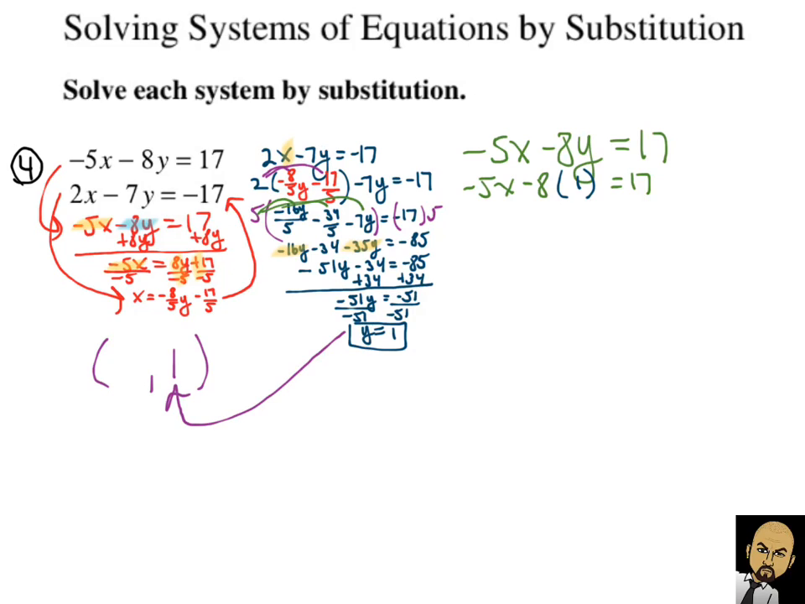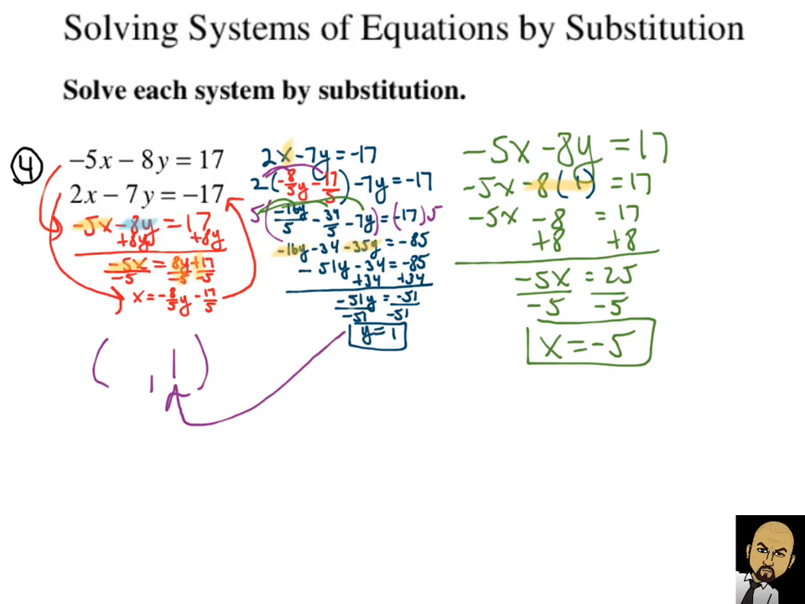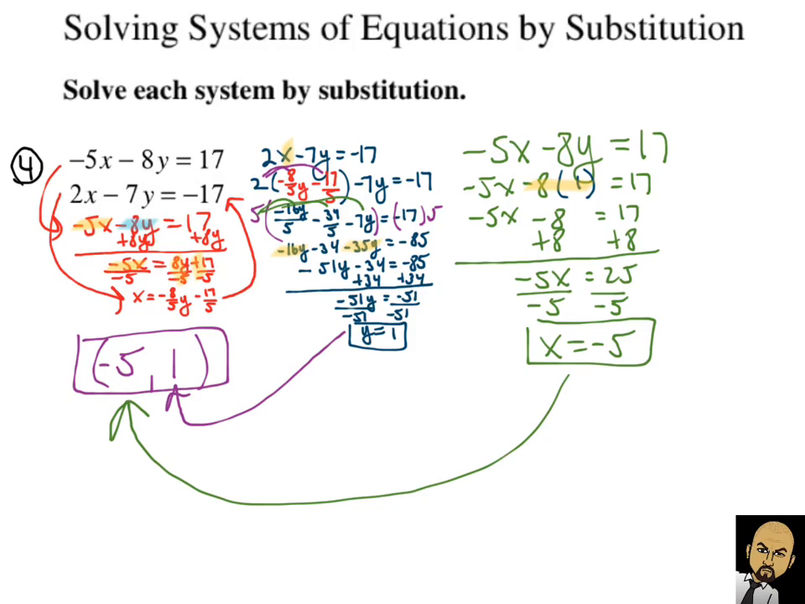And so now we have an equation, distributive property. We're going to multiply negative 8 times positive 1. That's going to give us an equation of negative 5x minus 8 equals 17. Undo adding and subtracting of our constant term. And then we're going to go ahead and undo multiplying and dividing of our variable term. And we end up with the solution of x equals negative 5. And that's going to be our x value in our ordered pair. And so the solution of this system is going to be the ordered pair negative 5, positive 1.